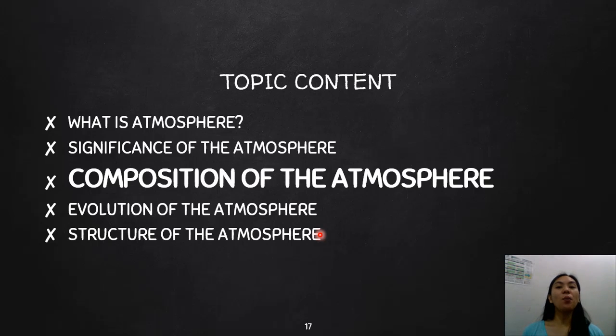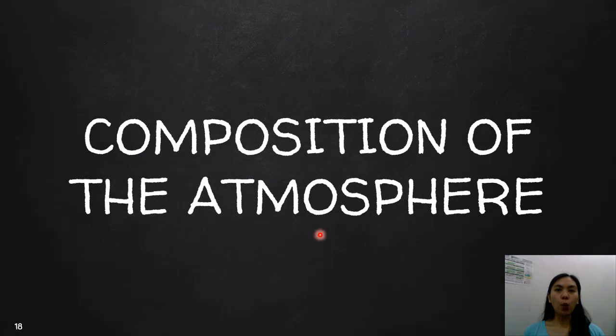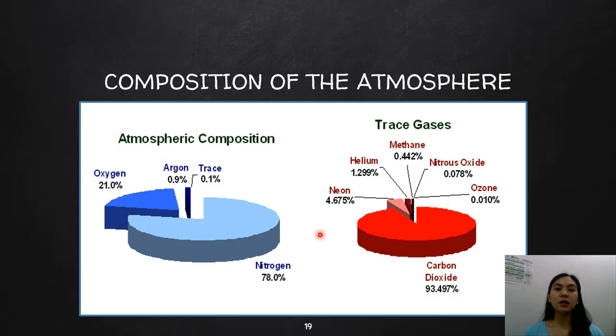So next is the composition of the atmosphere. So you already know that our atmosphere is composed of gases. Di ba? Nasabi ko na yun sa introduction kanina. But what are those particular gases? So this is the composition of your atmosphere. Let's take a look at the left one.